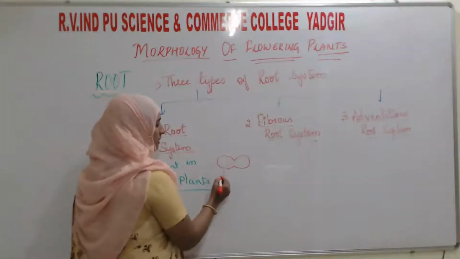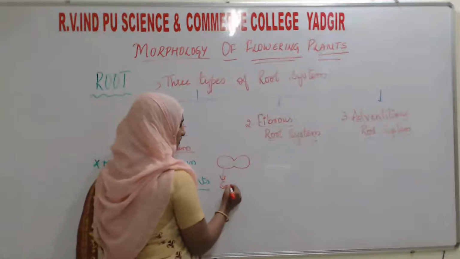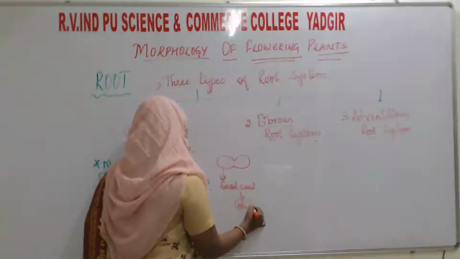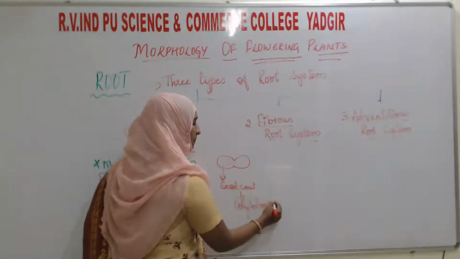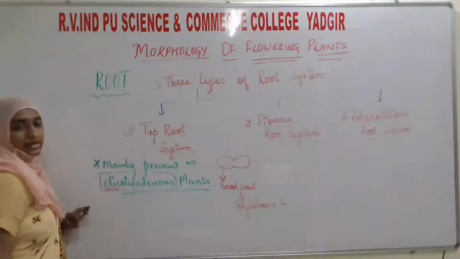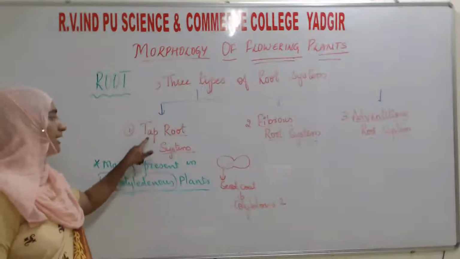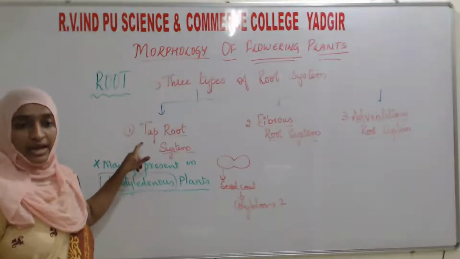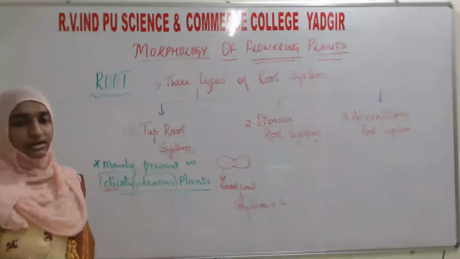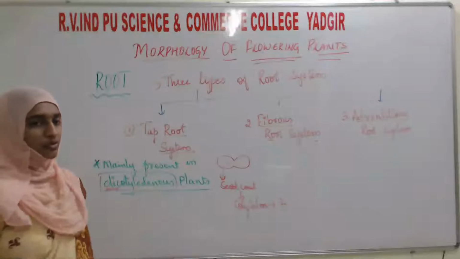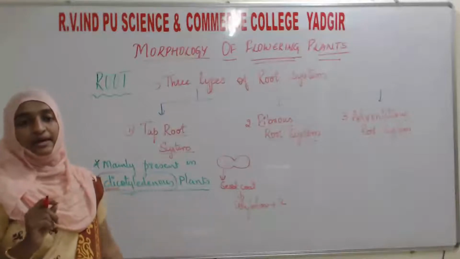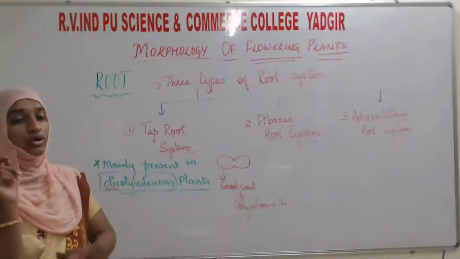That particular coating, the seed coat, we will call it the cotyledon. If this cotyledon number is 2, then it is known as the dicotyledon. So whatever the taproot system is there, it will be present only in dicotyledon plants. If the cotyledon number is 1, then we call it the monocot.